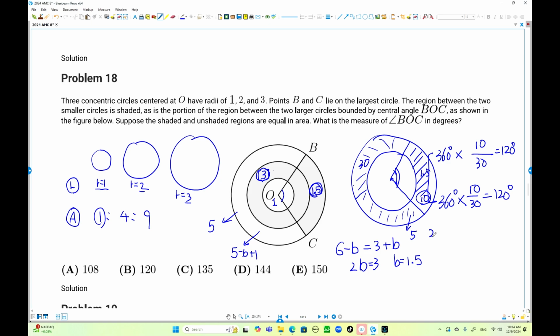It's a proportion, right? 360 times 1.5 over 5, isn't it? This is 3 over 10, right? So 360 divided by 10 is 36, and times 3 is 108 degrees. That is the answer, okay? Use the area ratio, okay?